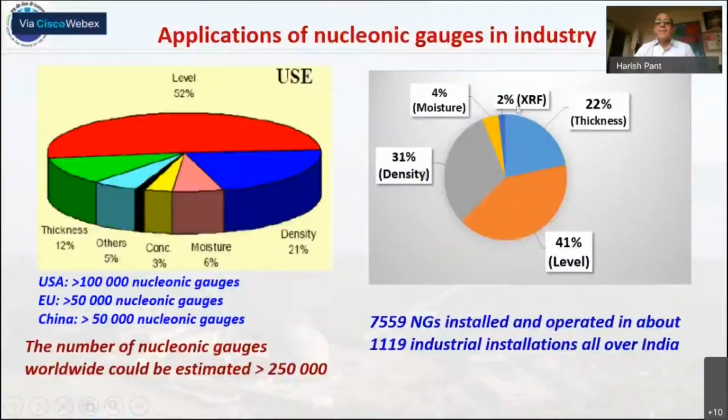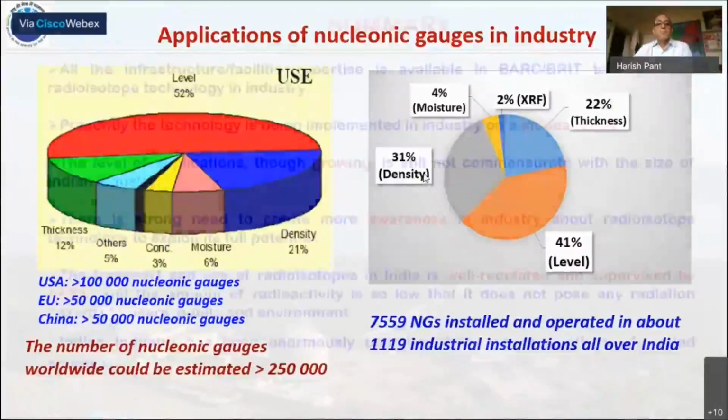And if you see the distribution of these gauges, you see maximum are the level gauges. 41% of the gauges used in Indian industry are the level gauges. 22% are the thickness gauges. 2% gauges are the XRF or X-ray fluorescence gauges. 4% are the moisture gauges, and 31% are the density gauges. So density, level, and thickness, these are the very commonly used gauges.